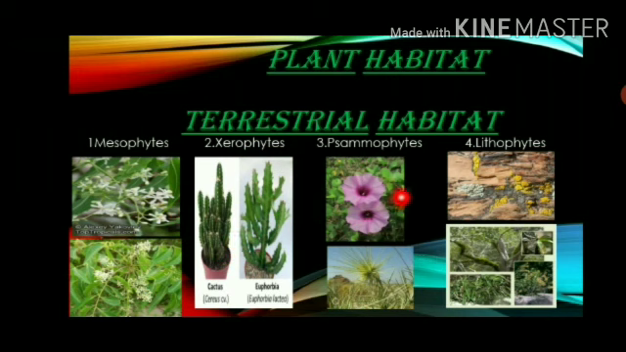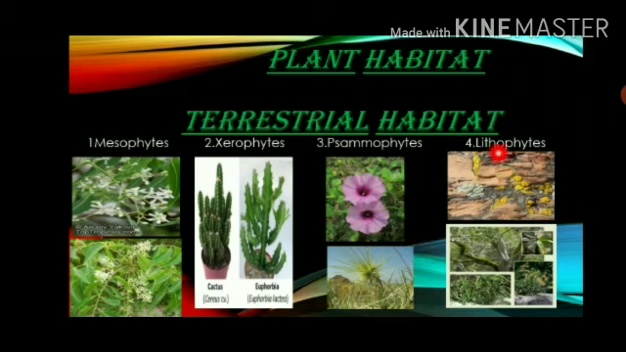The third one is Psammophytes. Psammo refers to sand, phytes refers to plants. The plants that can survive on the sand, that is called Psammophytes. For example, Ipomoea, one species of Ipomoea pes-caprae, and Spinifex littoreus. Both of these plants come under Psammophytes.